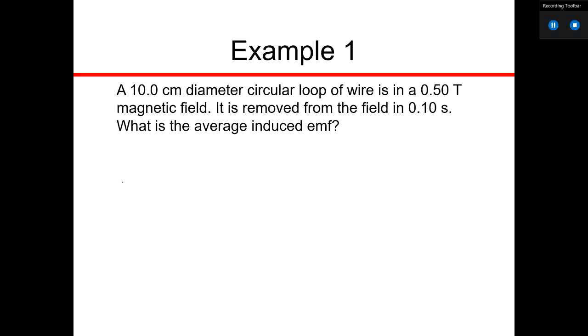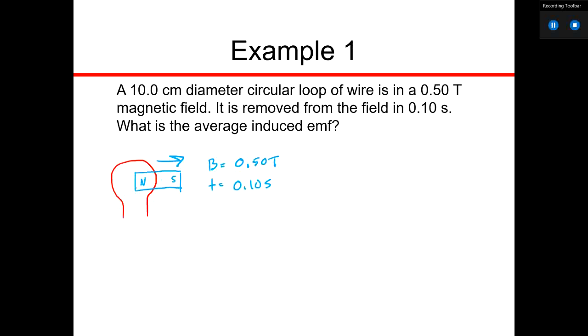So you can imagine here is my loop of wire, and in that loop we have a magnet that's being passed through. We can say the magnet has a north end here and a south end here. The magnet is inside the loop, and we pull that magnet back out of the loop. The strength of the magnet, or its B field, is 0.50 Teslas. It's removed from the field in 0.1 seconds, so we're actively pulling the magnet out of the field. Our time is 0.10 seconds.